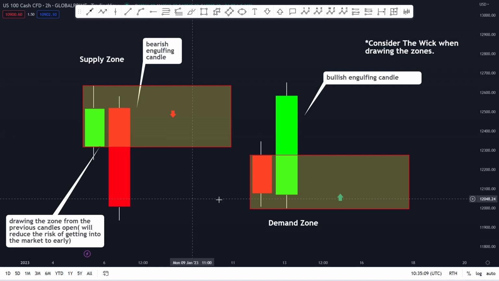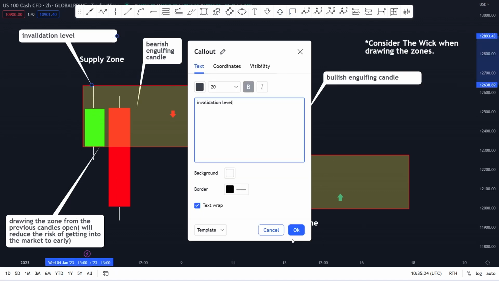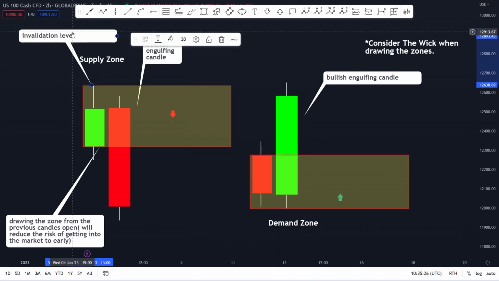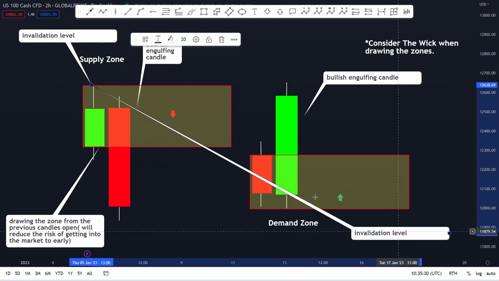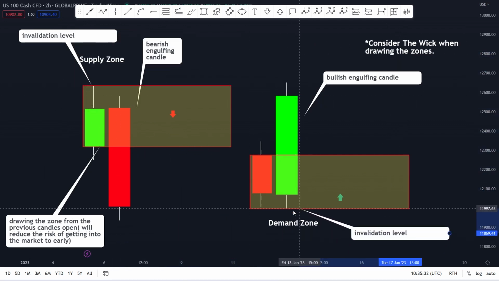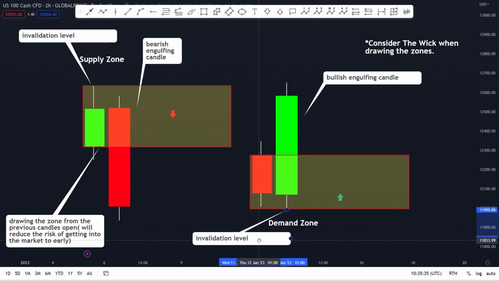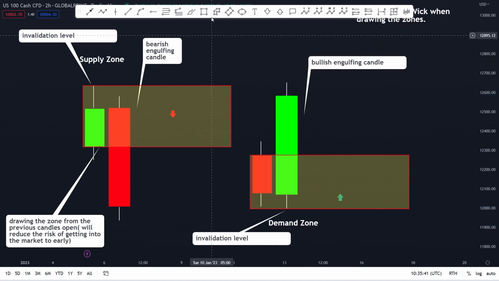And also another thing that I want to point out is that this area here will be your invalidation level. This will be your invalidation level, and even this one here will be your invalidation level over here. This low here will be your invalidation level. Okay, so right now let's make confirmation.